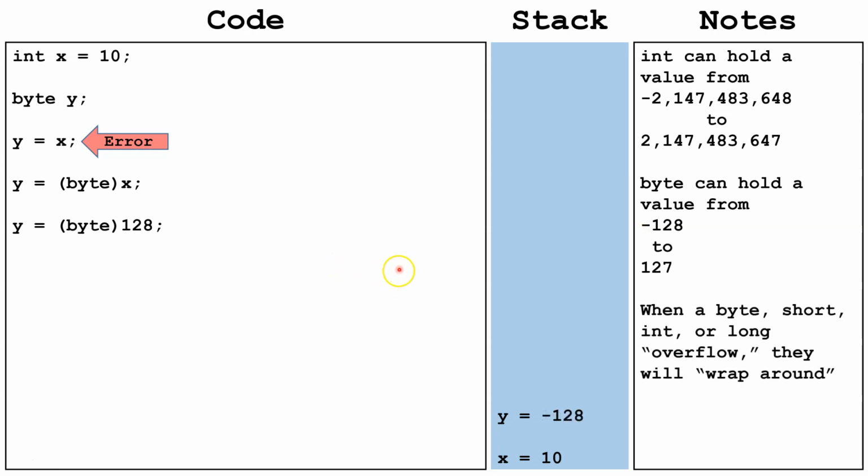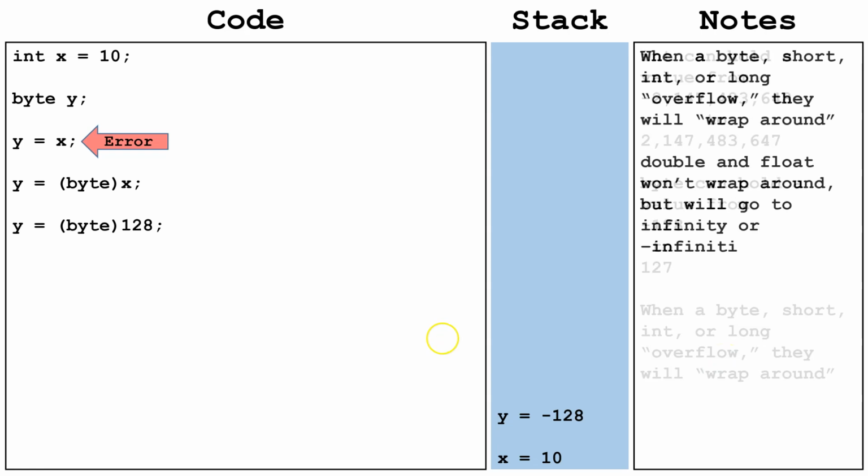Other data types can roll over too when they overflow. Byte, short, int, and long will all overflow and wrap around to the other side. The primitive types double and float will not wrap around when they overflow. Instead, they will go to infinity if the value is too high, or -infinity if the value is too low. Casting is one example of when we can have an overflow. However, we can also overflow a variable when we add past its highest value or subtract past its lowest value.